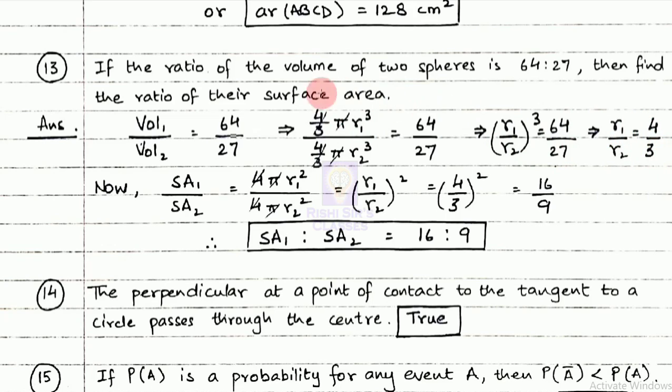Now just apply the formula of their surface areas, that is 4 pi R1 square and 4 pi R2 square. 4 and pi cancel out. R1 upon R2 whole square, that means 4 upon 3 whole square, means 16 upon 9.